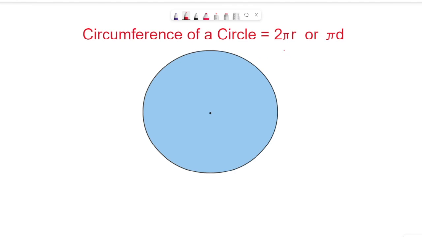To find the circumference of a circle, you must know the formula. The formula to find circumference of a circle is 2 pi r or pi d. 2 pi r means 2 times pi times r, or pi times d. Why we can use both the formulas we will discuss.